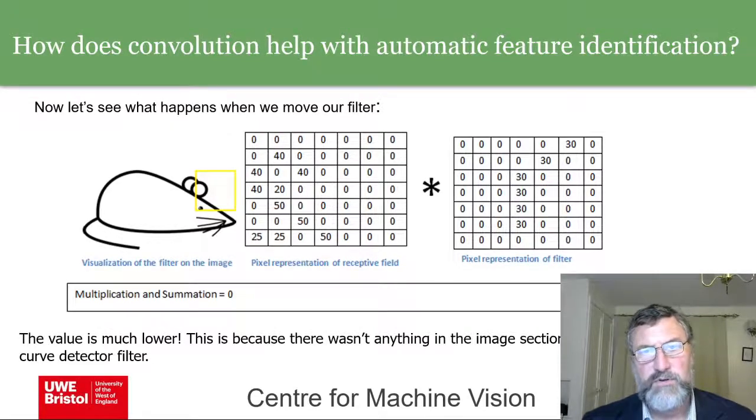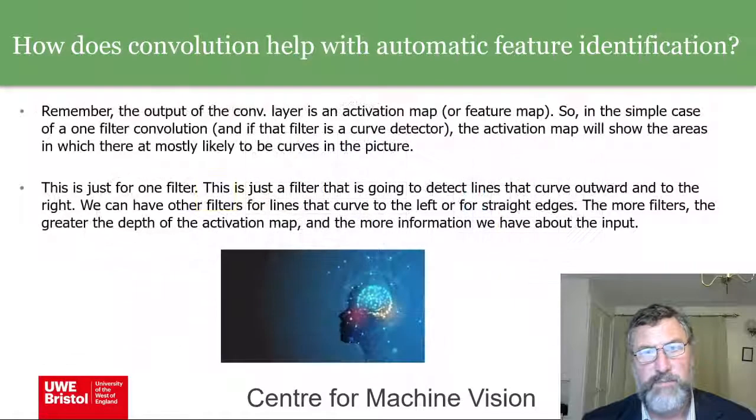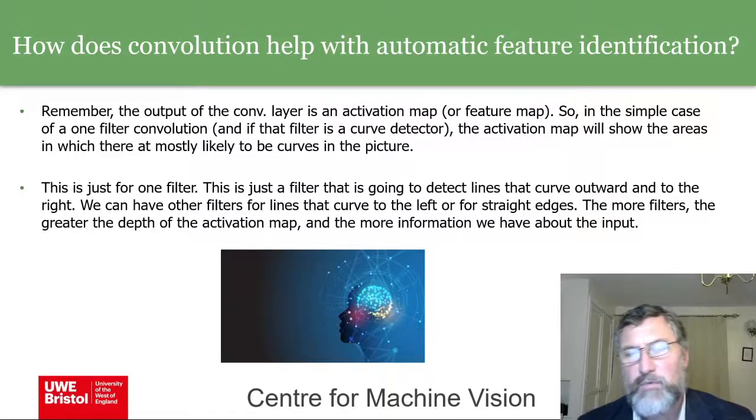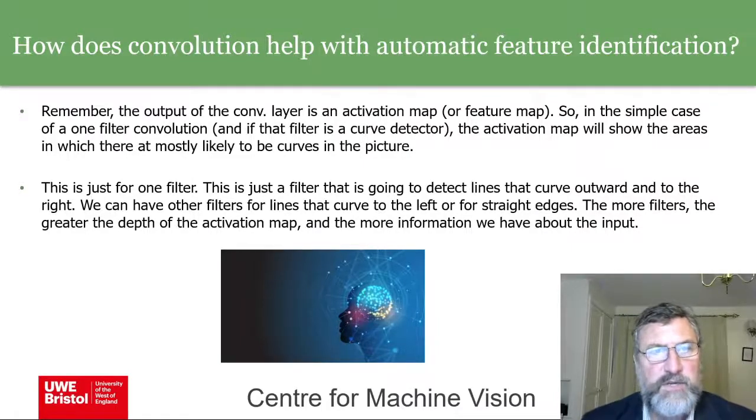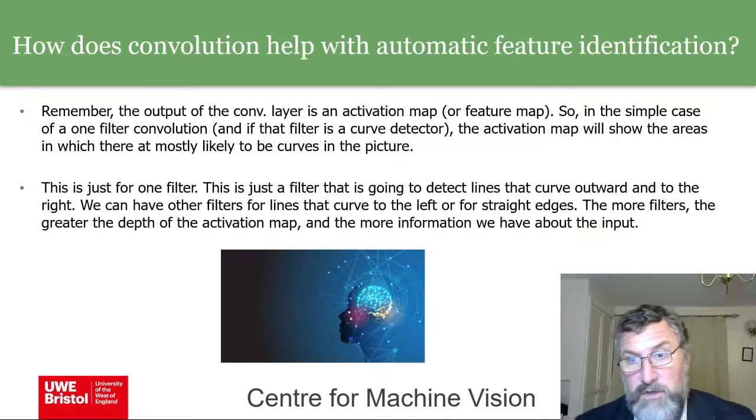In reality, you would use much more complicated combinations of filters. So as it says here, the output of the convolutional layer is an activation map. So this is what we call it. We do that convolution over the image and we get something coming out called an activation map or feature map. In the simple case of a one filter convolution and the curve detector, the activation map will show areas in which there's most likely to be curves in the picture. So we're really looking for these features which are curves in this case. Just one kind of filter.